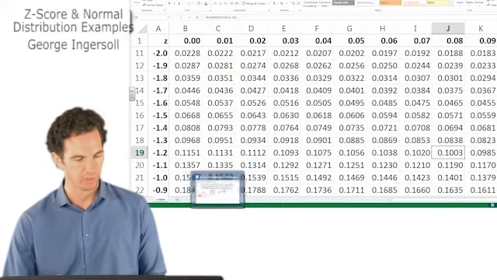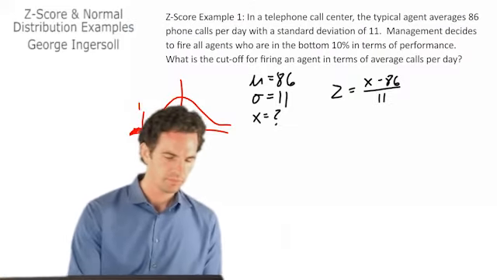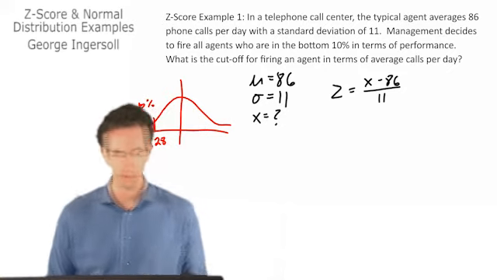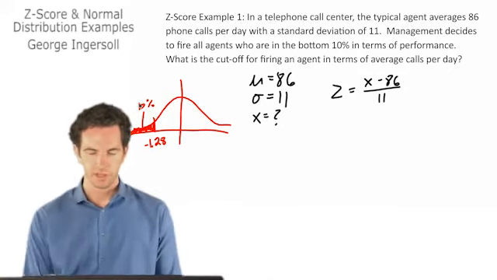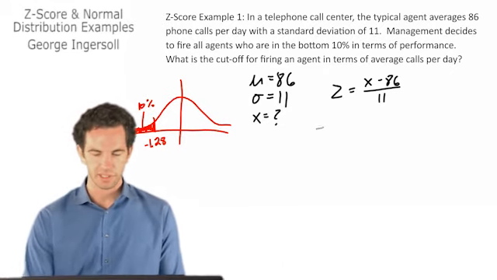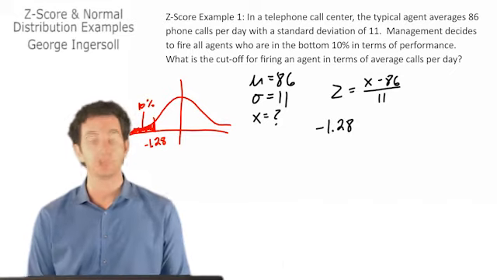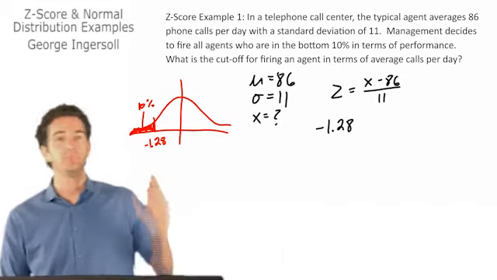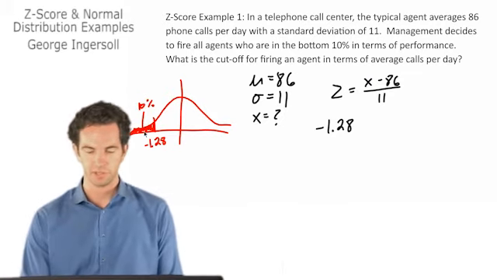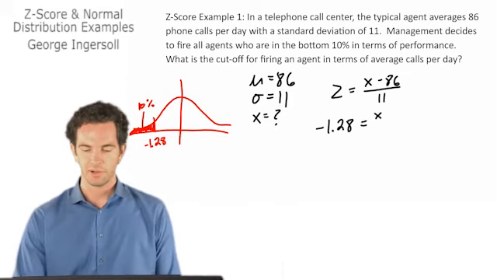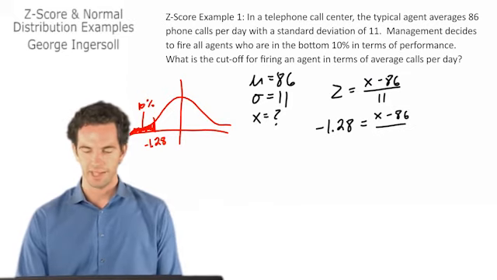0.1003, but I'm going to round to 0.1 and call it 10%. All right, now we're making progress. So what I've just figured out is that the z-value is negative 1.28. That is associated with the bottom 10%, right? The bottom 10% is over here. The z-score is negative 1.28. So now I just need to solve for x.